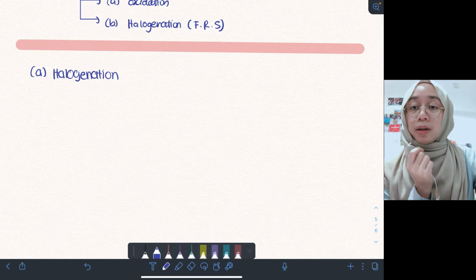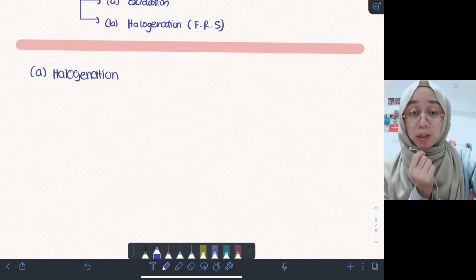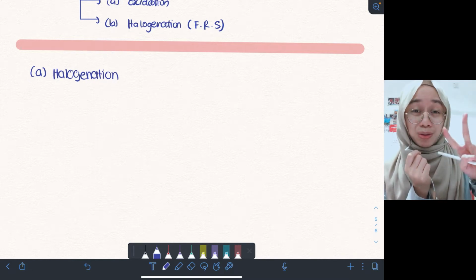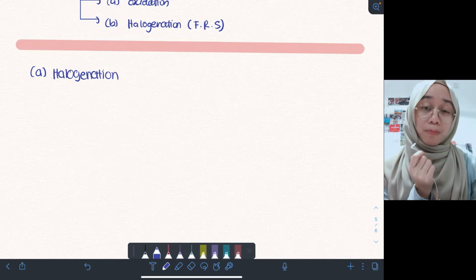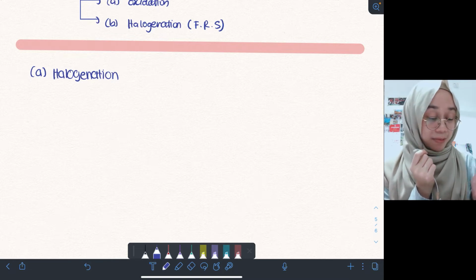Okay, so I think by now you should know that if it is halogenation, meaning it involves halogen, the halogen we work with, there are only 2, kan? Kita sama ada kita kerja dengan bromin ataupun kita bekerja dengan klorin sahaja. So again, benda yang sama akan berlaku kelas.